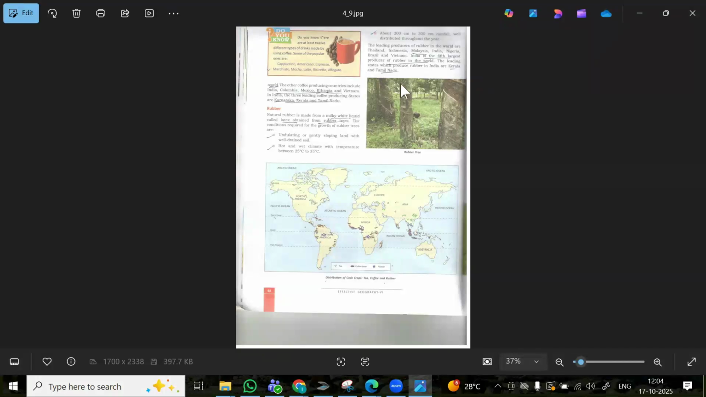It needs heavy water. And the leading producers are what? Thailand, Indonesia, Malaysia, India, Nigeria, Brazil, Vietnam. Coming to the rubber industry, India is the fifth largest producer of rubber. And you can remember KT, Kerala and Tamil Nadu, as the largest producers of rubber. So you can see on the map where it is grown.